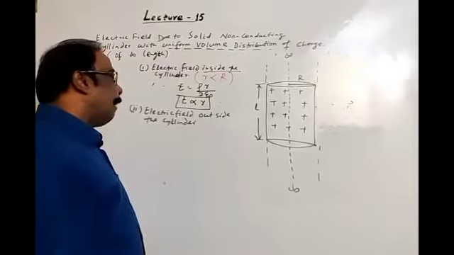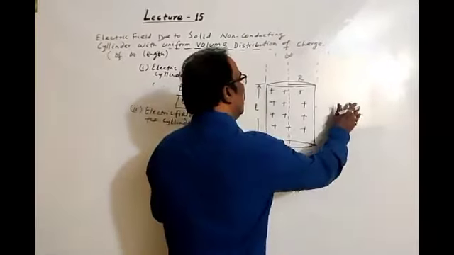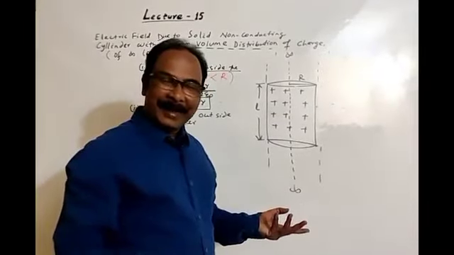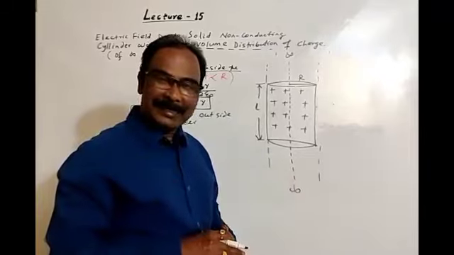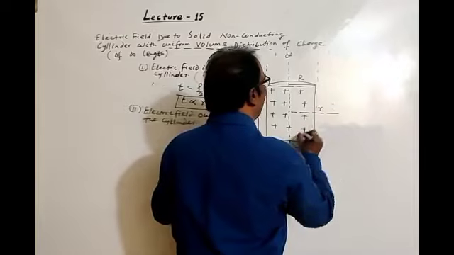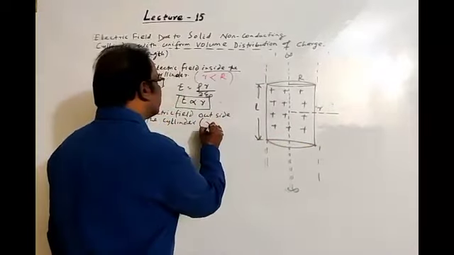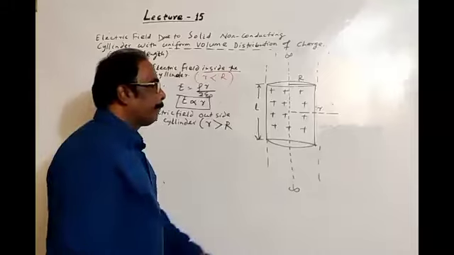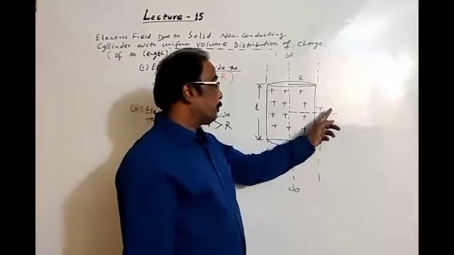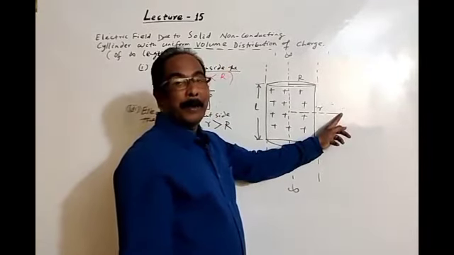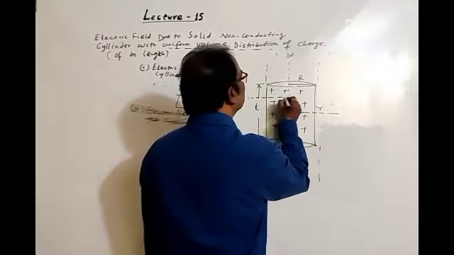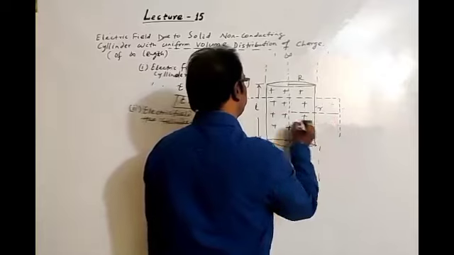Now the electric field outside the cylinder. Let's again apply Gauss law, for which we have to take an imaginary Gaussian surface. This is the axis of the cylinder, at a distance r, where small r is greater than capital R. Capital R is the radius of the cylinder, and small r is the distance from the axis to a point which is outside the cylinder. Let's imagine a Gaussian surface.